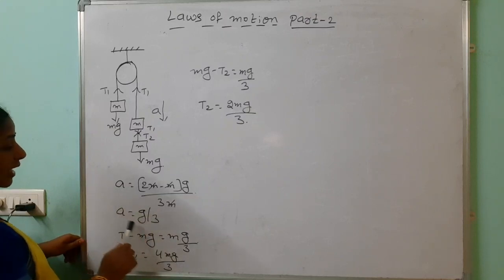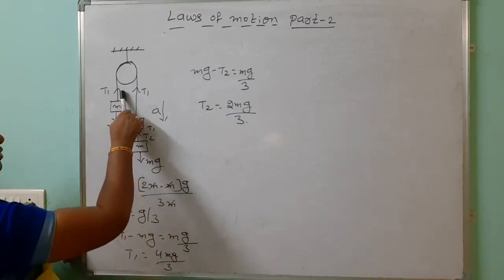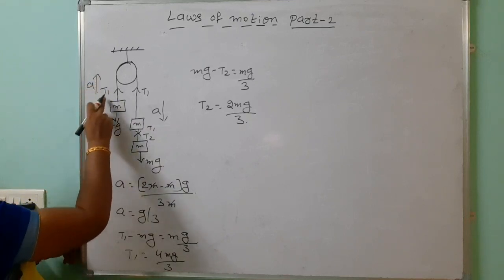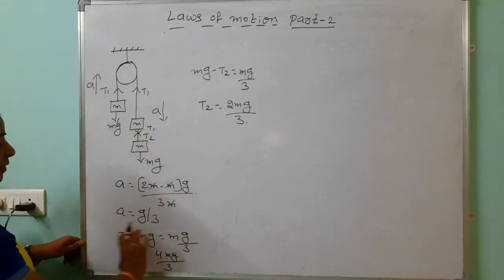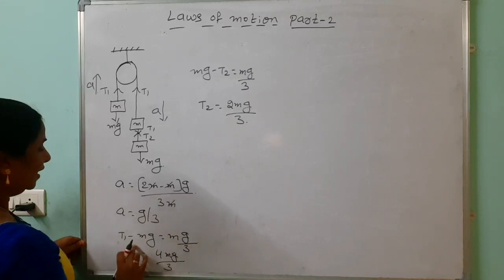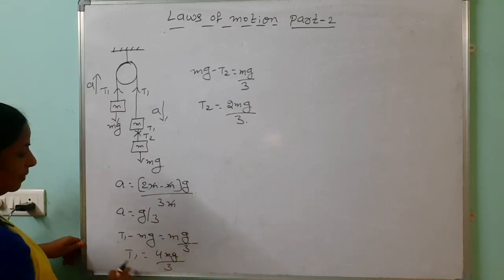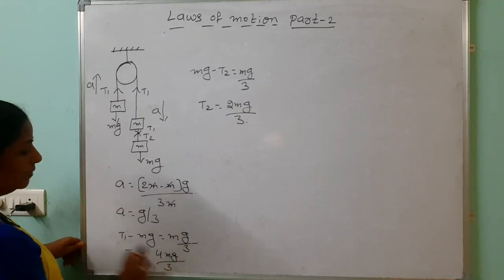Like that, when you know the acceleration, easily you can find out the tension. Here this is going upwards with how much acceleration? A. T1 is dominating this mg. Same, we can take the free body diagram. T1 minus mg equals, instead of a, G by 3. After simplification, T1 equals 4mg by 3.